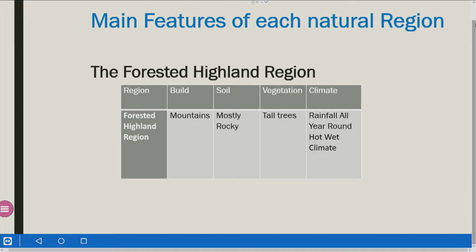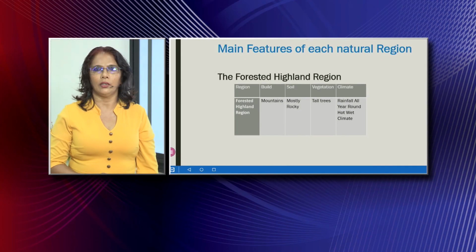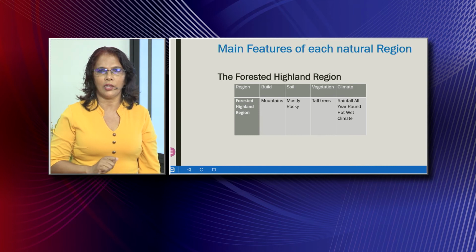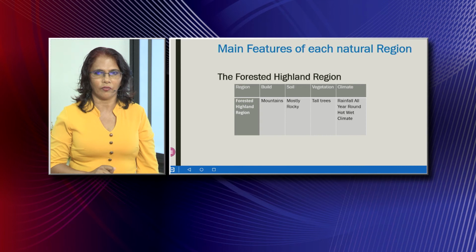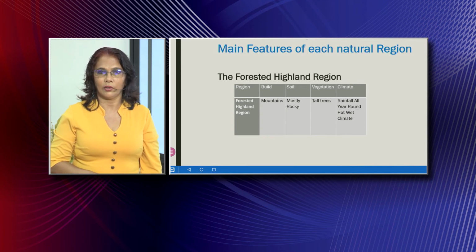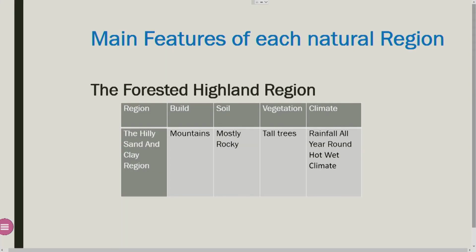Vegetation, tall trees, there are very tall trees there. And the climate, we have rainfall all year round and a hot, wet climate. All year round, you can get rain at any time there, and it is hot, very hot, and sometimes it's wet. That's the type of climate: rainfall all year round, hot, wet climate.